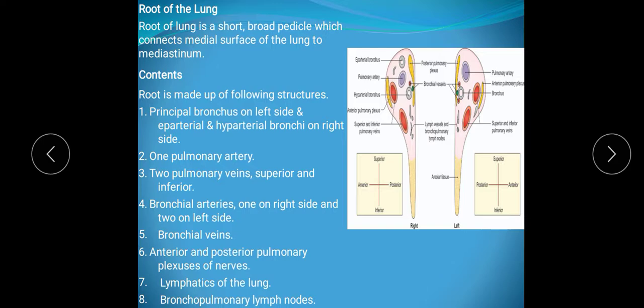Then the anterior and the posterior pulmonary plexus of the nerves. This one is the anterior, this one is the posterior. And the lymphatics of the lung and bronchopulmonary lymph nodes. And the areolar tissue. This one is the areolar tissue. These are the contents of the root, or structures present in the root of the lung. The root of the lung is the short broad pedicle which connects the medial surface of the lung to the mediastinum.